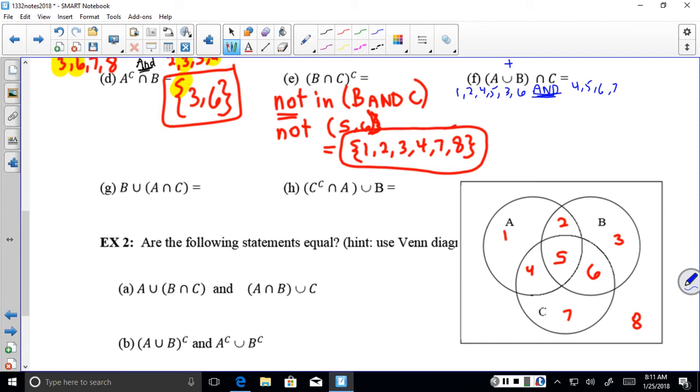And then this and is the very strict one. It means I'm only going to be able to count these if it's on the left side and the right side. So they both have a 4, they both have a 5, and they both have a 6. So this is going to equal the set containing 4, 5, 6.